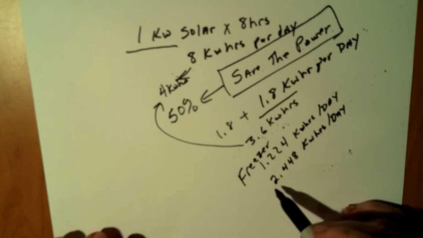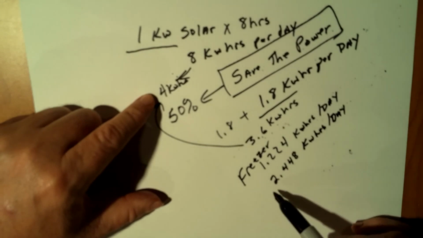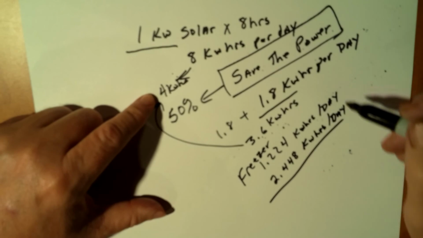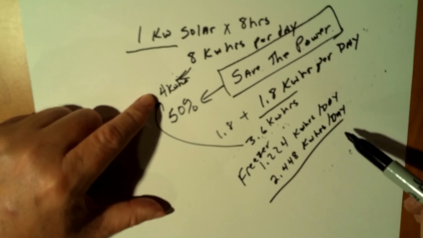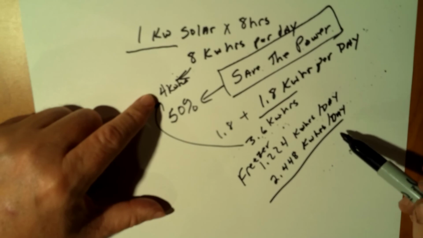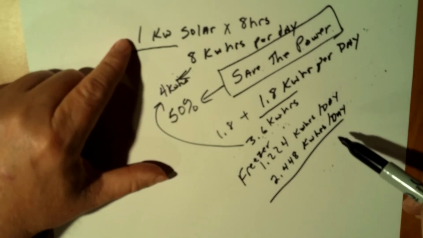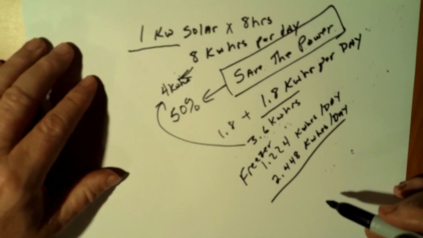My solar panel could generate 4, okay, that I could use. So yes, I could operate these 2 freezers if they only had to operate, run for 6 hours a day. I could operate these 2 freezers on this 1 kW solar panel. Does that make sense? That's how you calculate this kind of thing.